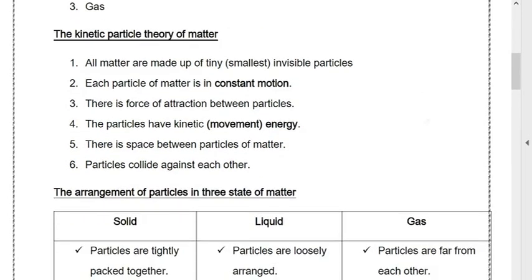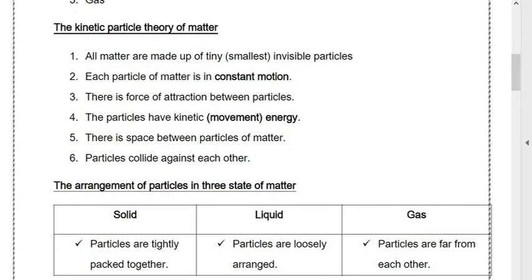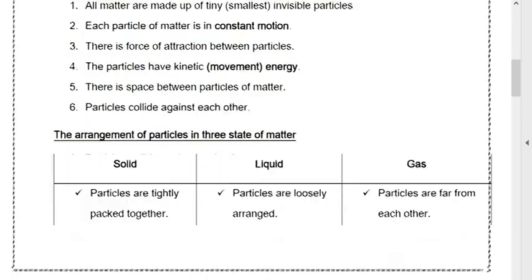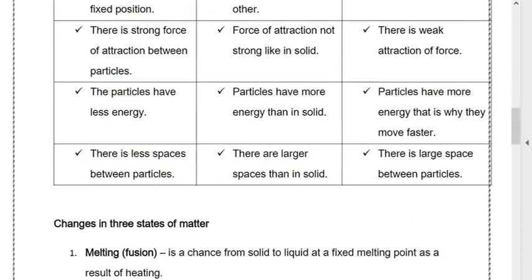If we are looking at the kinetic particle theory of matter, we have matter in different states: solid state, liquid state, gaseous state. The state in which you find a substance determines the manner in which the particles in that substance behave. If something is in the solid state, the particles are in constant motion, but effectively they are vibrating about a fixed position. I put in this table.